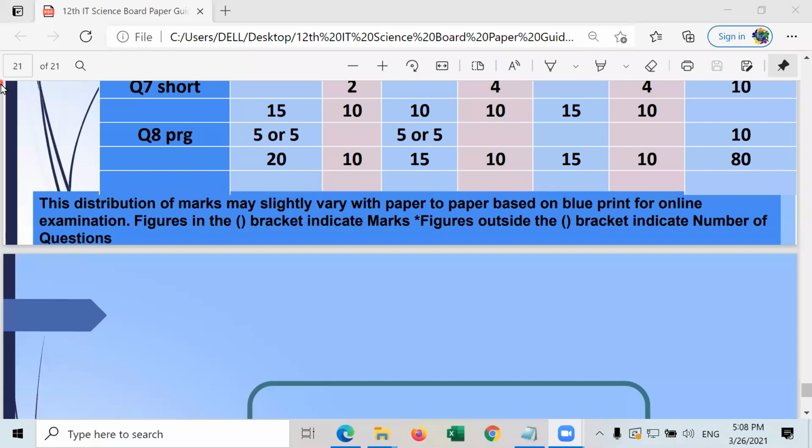Sir, will we get a question bank for IT as we got for other subjects? Yes, we'll be getting. By when? See, you subscribe to one channel. All of you subscribe to one channel. The name of the channel is IT Space Data.